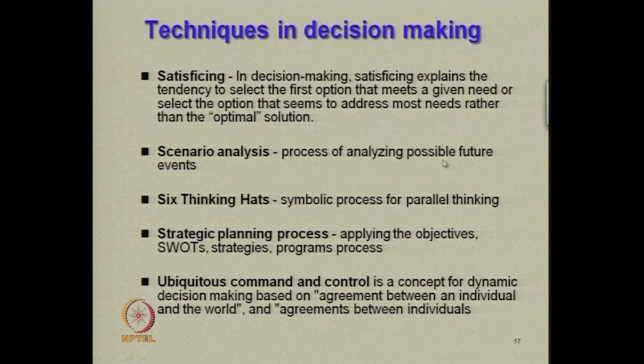Scenario analysis, process of analyzing possible future events. Six thinking hats, symbolic process of parallel thinking. As distinguished from longitudinal thinking, you have lateral thinking. Strategic planning processes, applying the objectives, SWOTs, strategies, programs, processes. Ubiquitous command and control is a concept for dynamic decision making based on agreement between an individual and the world. The agreement between individuals.